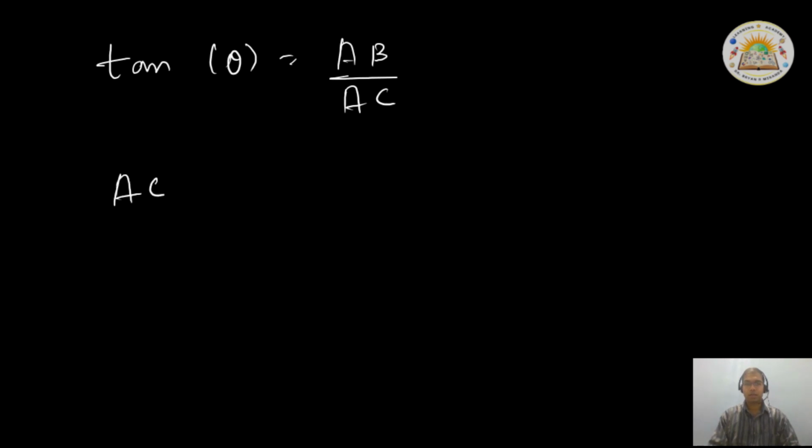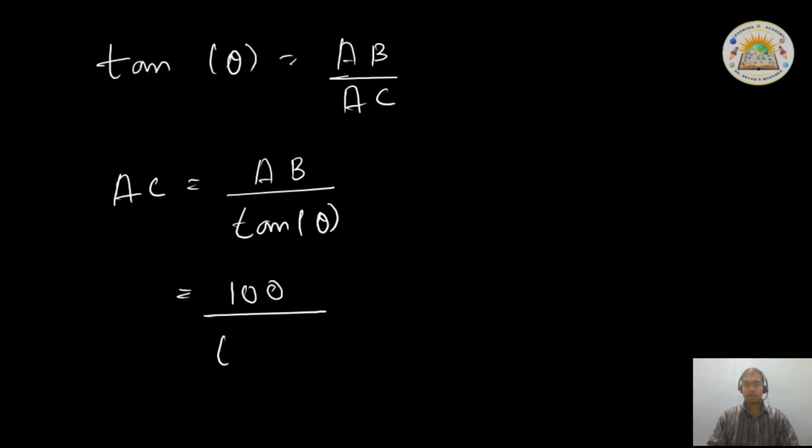So tan theta is equal to AB by AC, and I have to find AC. AC will be equal to AB by tan theta, and AB we know is 100. Tan theta is tan 40 degrees. Now 40 degrees is not a standard angle.